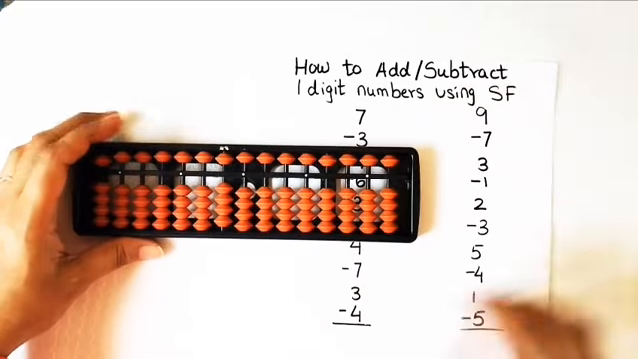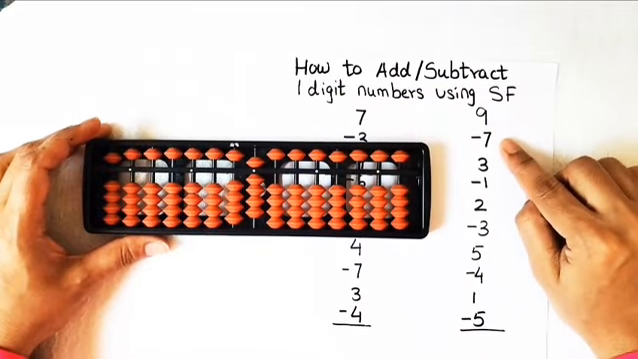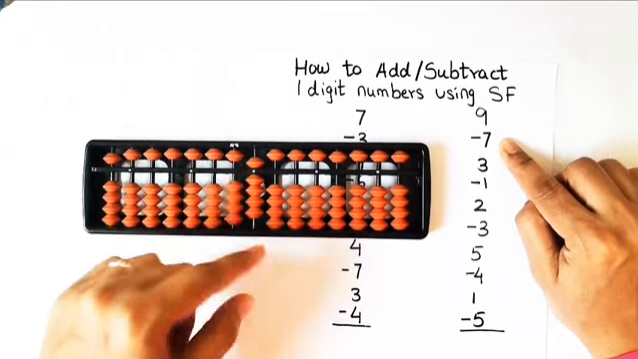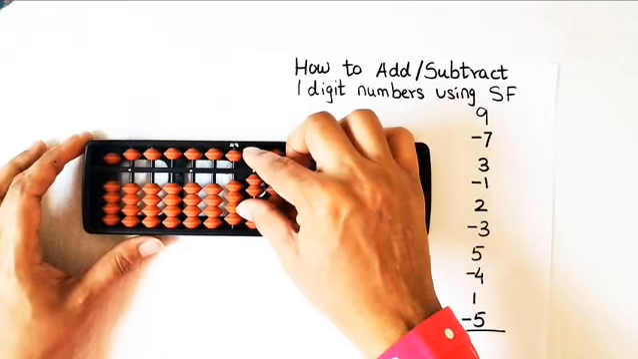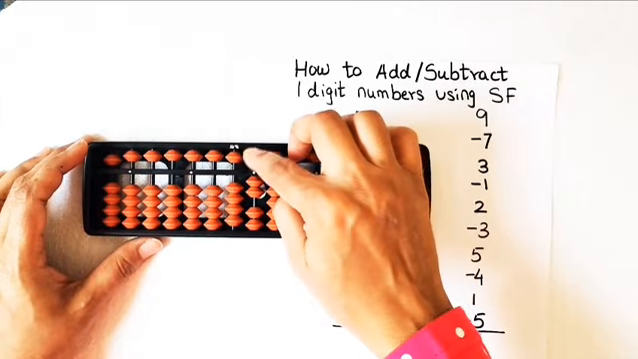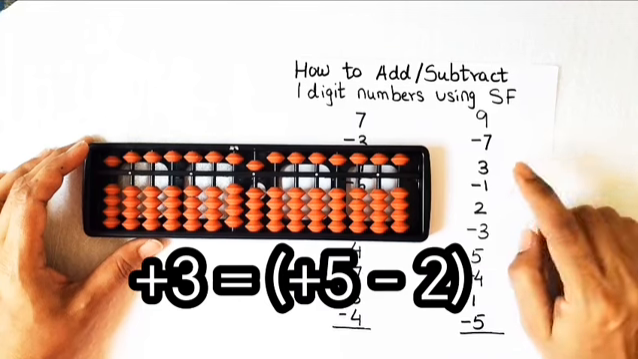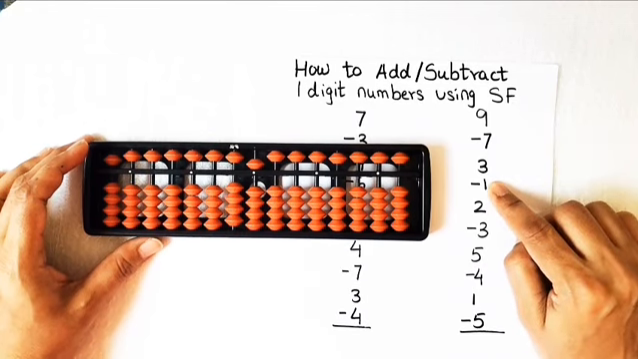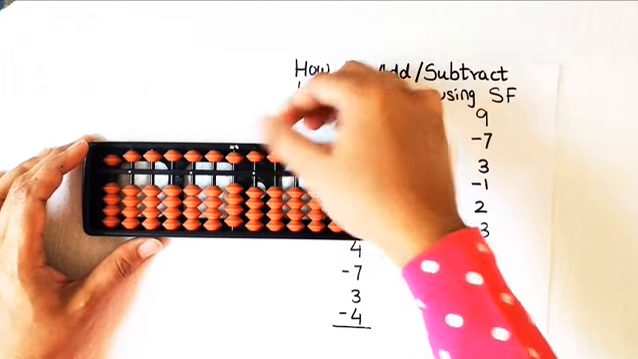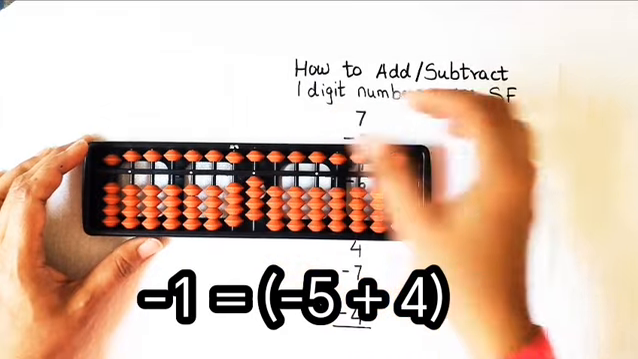Let's continue the next one. The first number we have is 9. Less 7. We can directly do less 7 here. Add 3. Add the 5 and less the friend of 3, that is 2. Less 1. Less the boss 5 and add 1's friend, that is 4.